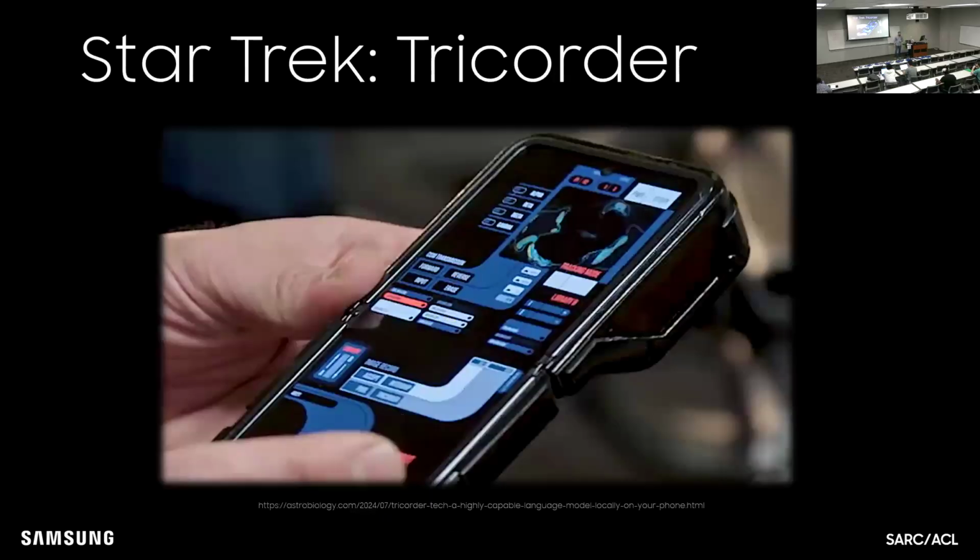This is a Star Trek tricorder. This is from The Next Generation. This is when I was a kid. We used to watch this show back in the 80s and 90s. I bring this up because we always have science fiction leading the way to tell us what we're going to be doing in the future, right? And obviously the tricorder is our modern day cell phone.